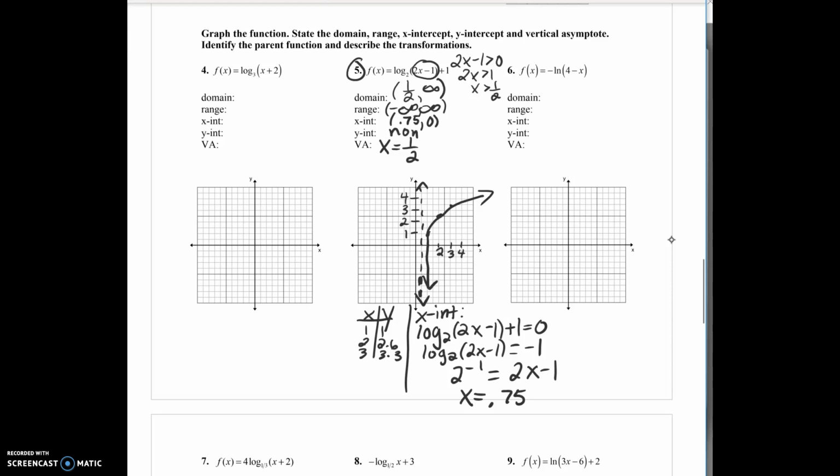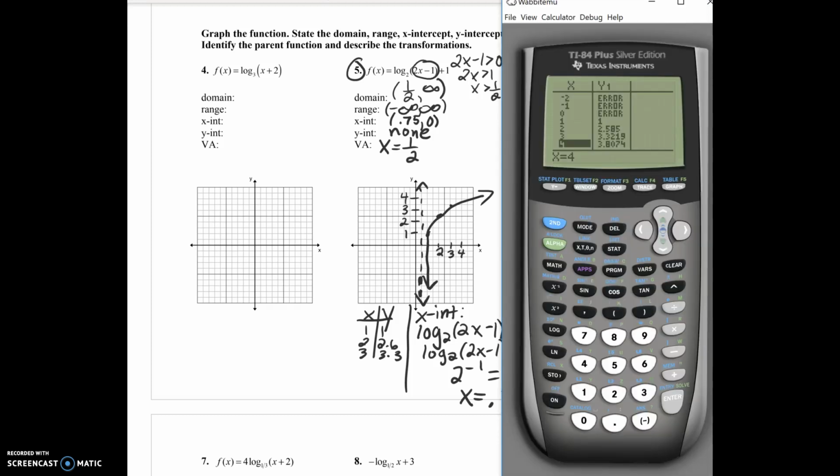There is no y-intercept because we had the error message there, but I would still use the table for the y-intercept. And then just one other thing, if you don't have the option to use the log base, you can use the change of base formula. So you could do log 2x minus 1 divided by log 2. And then add the 1 there.